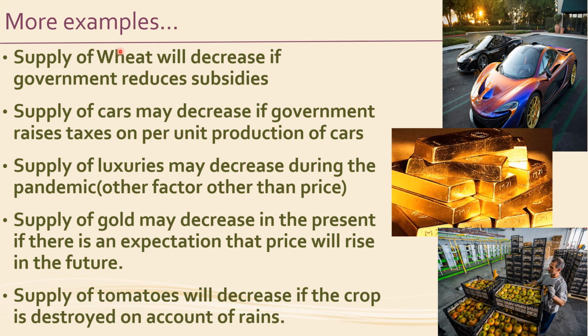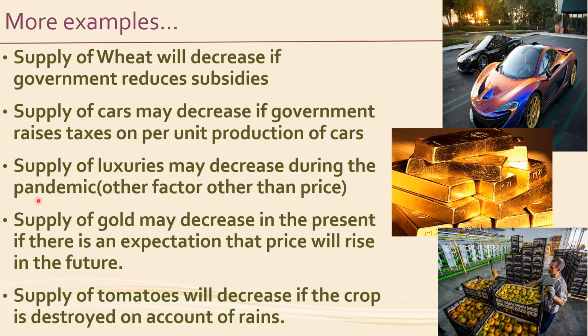Here are some more examples of decrease in supply for you. Supply of wheat will decrease if government reduces subsidies, subsidies being a factor other than price. Supply of cars may decrease if government raises taxes on per unit production of cars. That means that the cost of production will rise, and so the profit margin will also fall, and so the suppliers are willing to supply less at the existing price. Third, the supply of luxuries may decrease during the pandemic, which is another factor other than price.